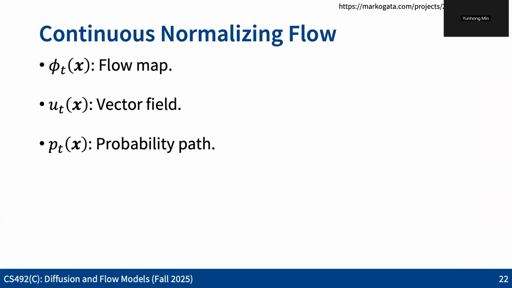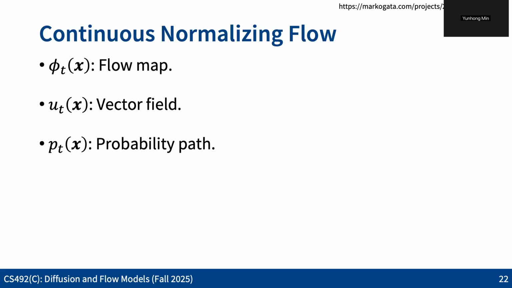So please keep these three things in mind. We're going to keep discussing those three things. We have the flow map, which can be computed from the vector field, right? So if we have this, then we can compute this. If we have this, we can also compute this. And based on this, we can also compute the probability path as well.